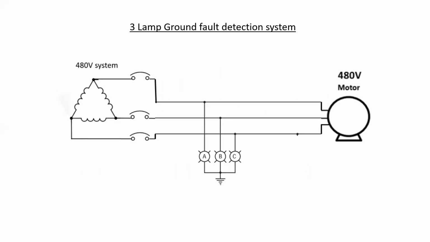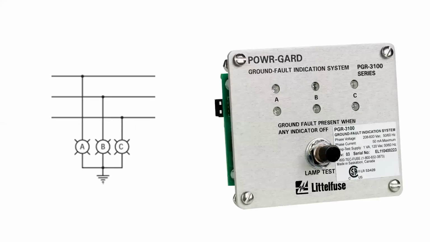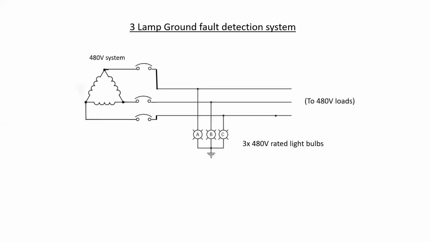In its most basic form, a ground fault detection system is known as the three-lamp method or three-lamp installation. It is simply three lamps that have a fairly high voltage rating, and they are connected together in a star formation or Y at one point and then grounded. Now, on a 480 volt system, each of these lamps is rated 480 volts.